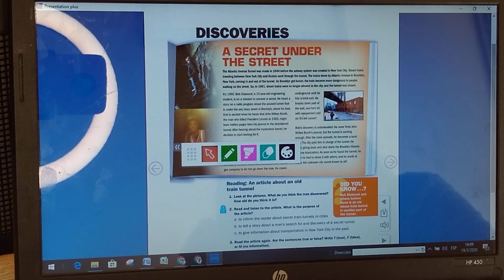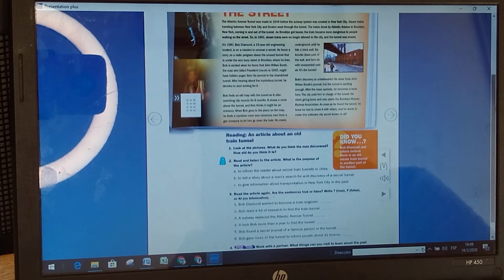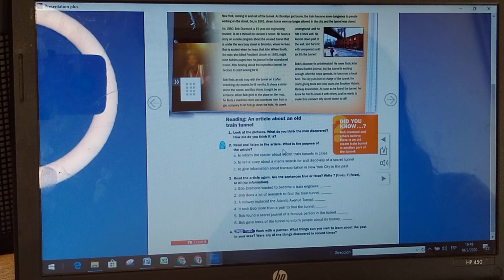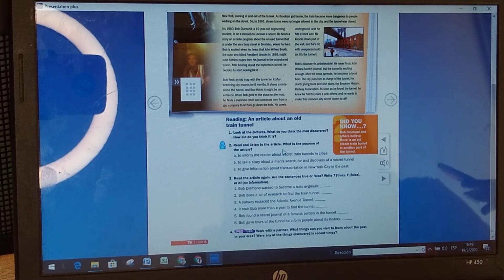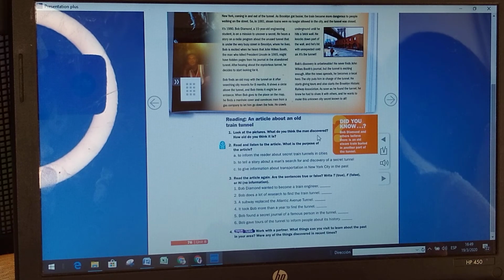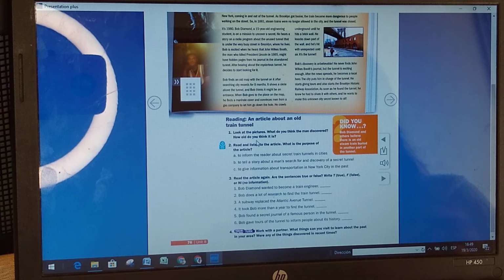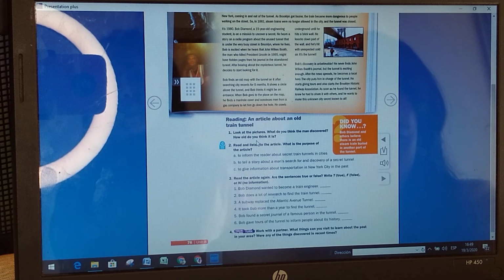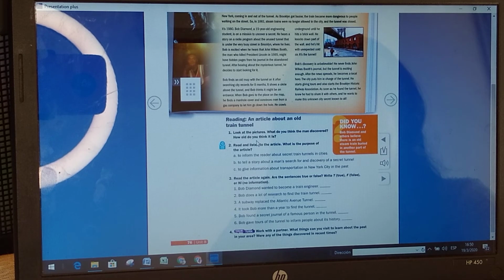Okay, so after we listen to it, I'm going to ask you to go to the exercises about an article about an old train tunnel. Please look at the pictures. What do you think the man discovered? How old do you think it is? So, the first photo is of the Atlantic Avenue tunnel, and the second photo is of its discoverer, Bob Diamond.